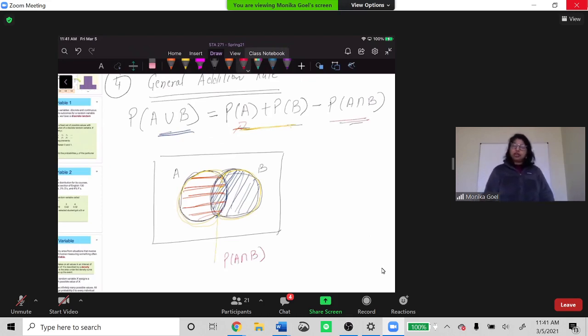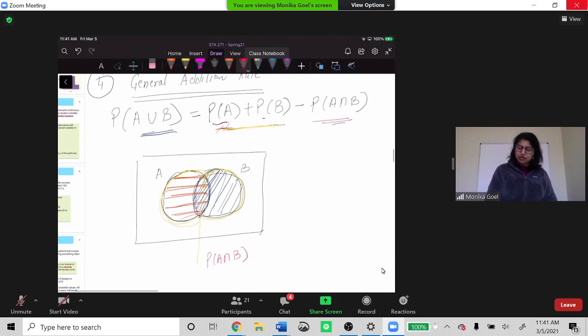So when we are talking about A union B for the general addition rule, we are saying that it is the individual probabilities, and take out the common part that I added twice, once in A, once in B. So I took one out, and that is my A union B. Questions? So this is the general addition rule.